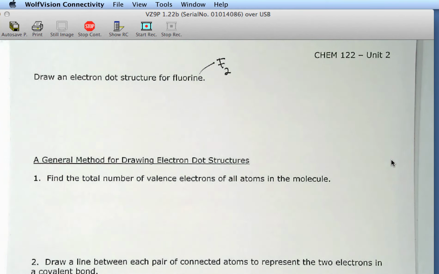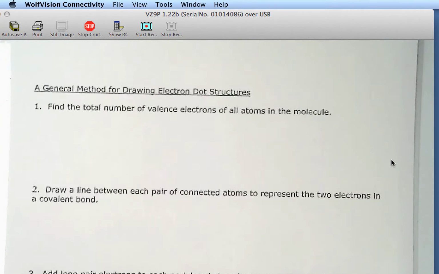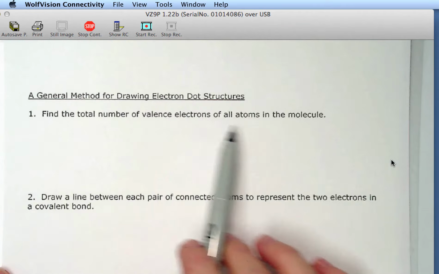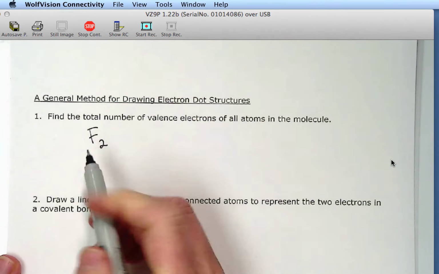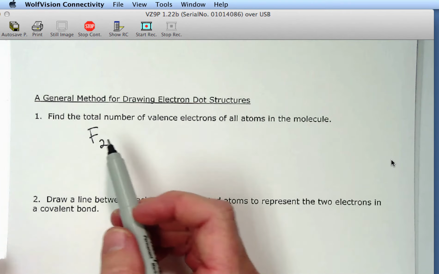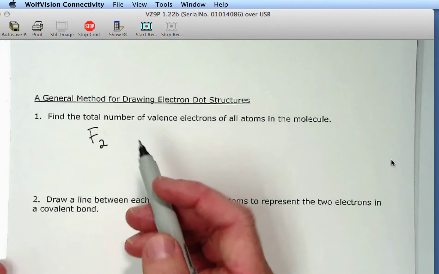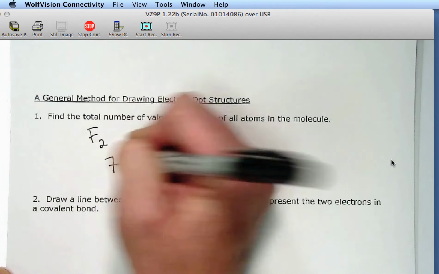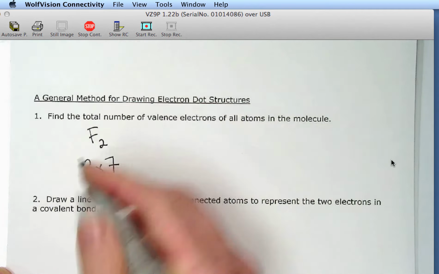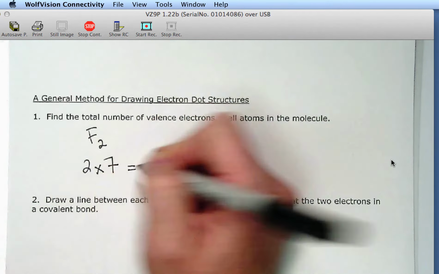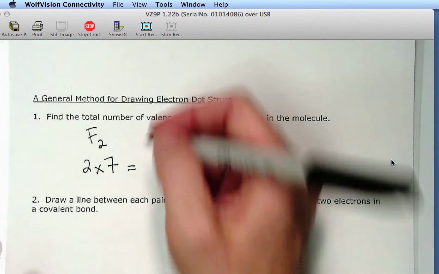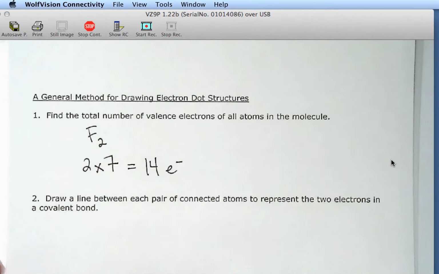I'll walk you through a general method for drawing electron dot structures, and this will be helpful for lab number 8. The first thing you want to do is find the total number of valence electrons of all the atoms in the molecule. So you're dealing with F2. How many valence electrons are in fluorine? 7. Excellent. So you have 7 valence electrons, and then you have 2 atoms. So in this electron dot structure for fluorine, you will have 14 total electrons shown.